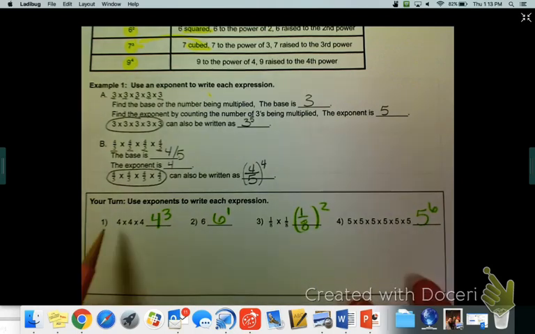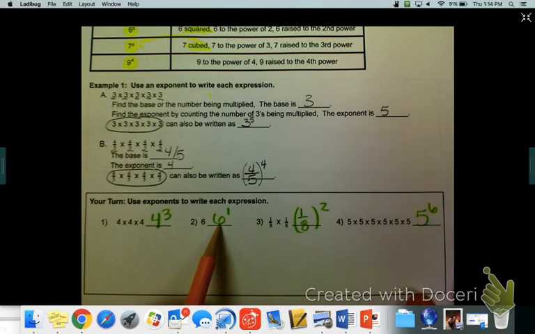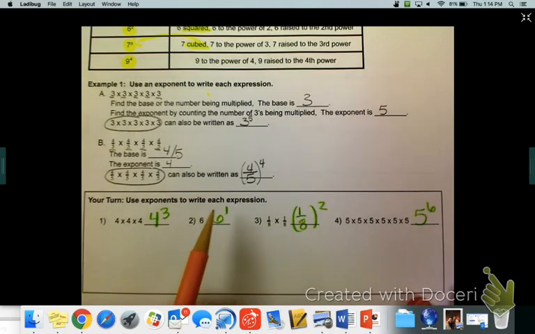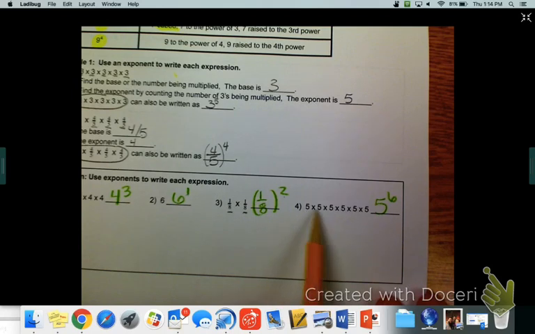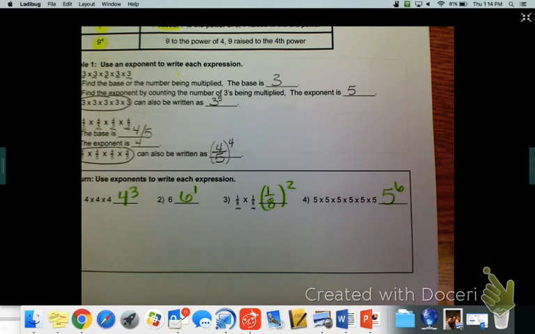On the first one, the base is 4, the exponent is 3. I would read this as 4 cubed or 4 to the third power. The second one, the base is 6. It's only there 1 time, so my exponent is 1. It would be 6 to the first power. Number 3, the base is 1/8. I see it twice, which tells me my exponent is 2. I can read this as 1/8 squared or 1/8 to the power of 2. And the last one, my base is 5, my exponent is 6. I would read this as 5 to the 6th power.